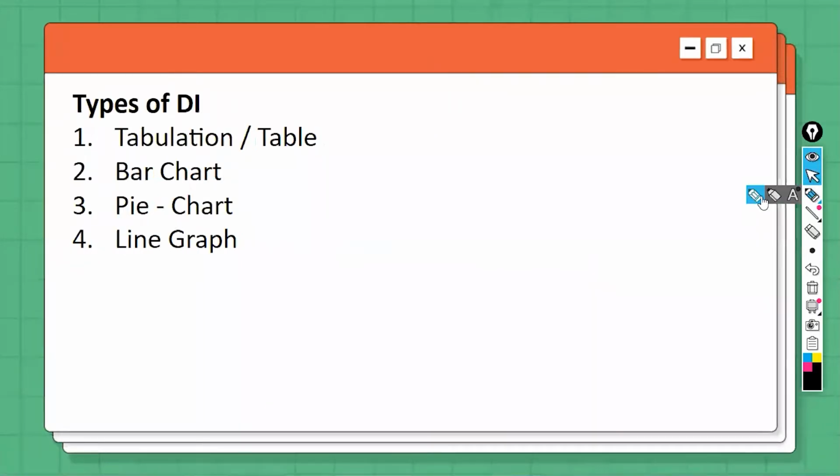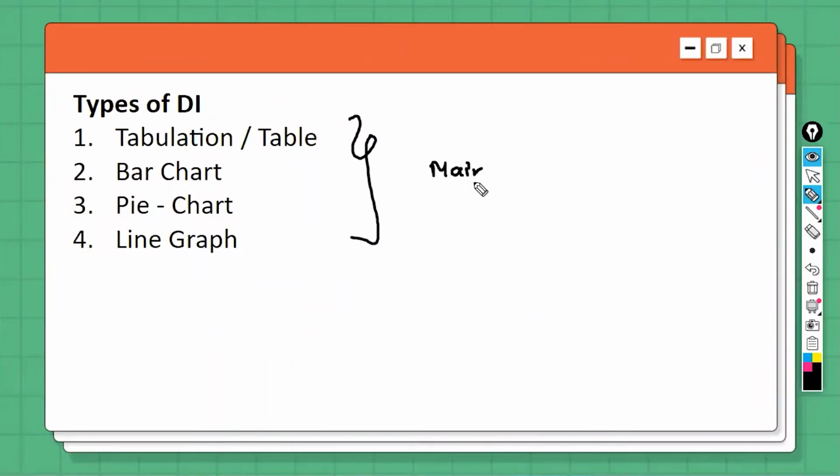So, types of DI. Data can be represented in any format, but these are the main data interpretation types. In addition to this, there are some more varieties which we will see in the advanced data interpretation classes. But for now, I'll teach you the basic parts of it.